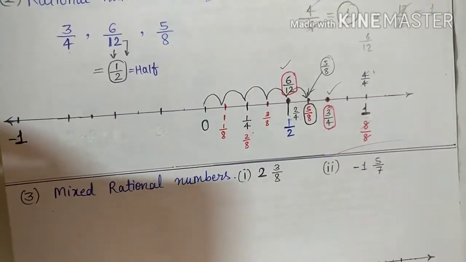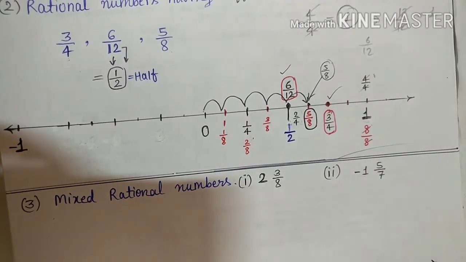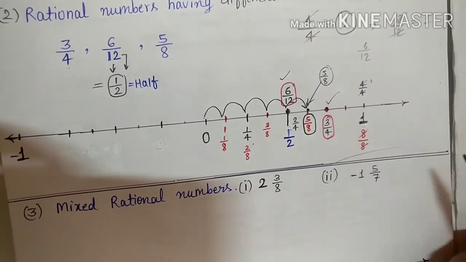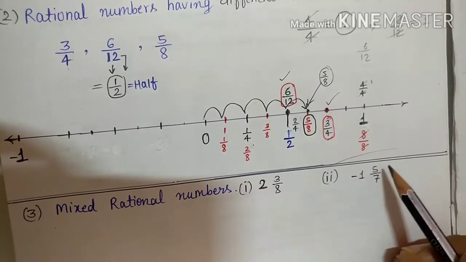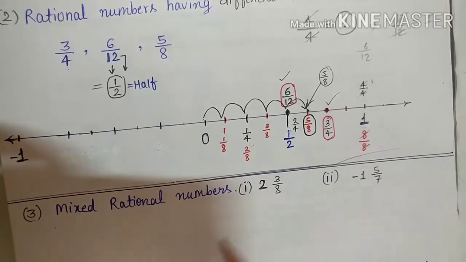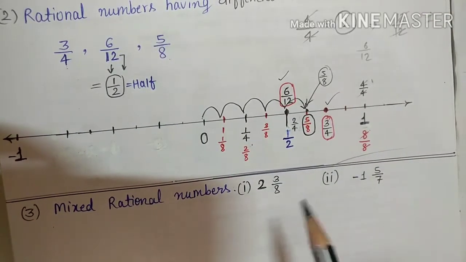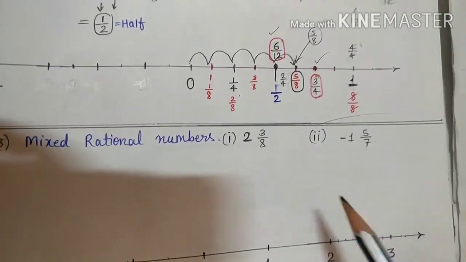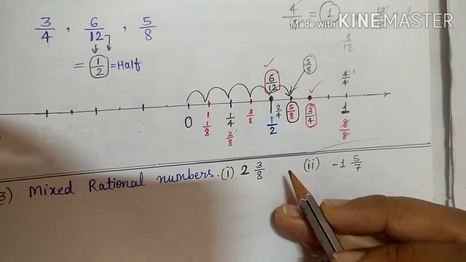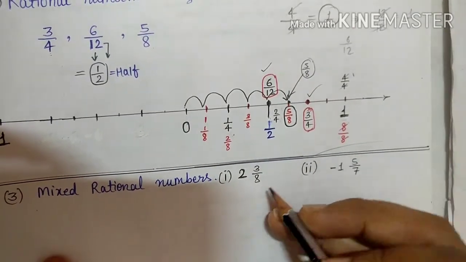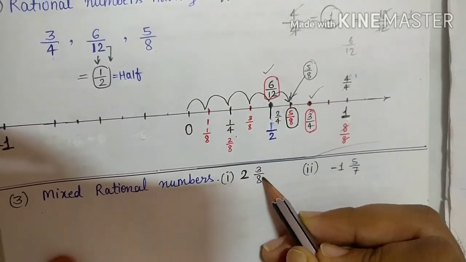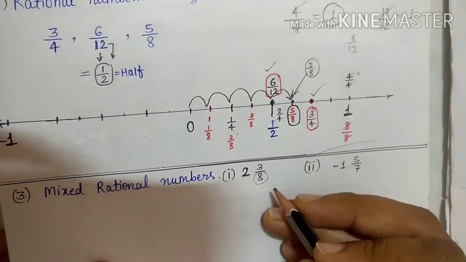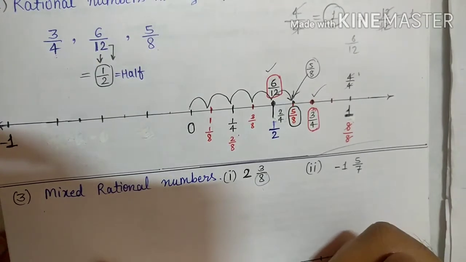Today we will learn about mixed rational numbers. Mixed like 2 3/8, 2 whole 3/8 also you can say, and -1 5/7. So it is a mixed fraction. Today we will learn how to represent these on the number line. First of all we have to check what is the denominator of the given fraction. Like 2 3/8, what is the denominator here? It is 8. So let's first represent 2 3/8 on the number line.